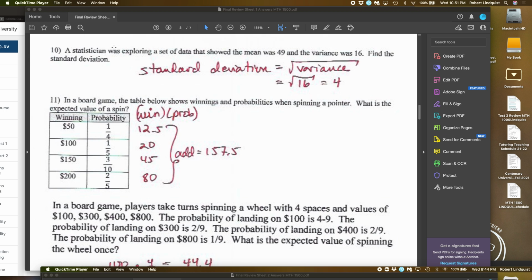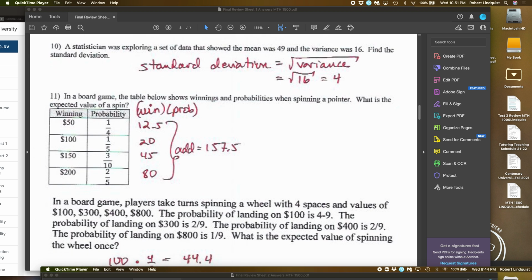We're starting off with, okay. A statistician was exploring a set of data that showed the mean was 49 and the variance was 16. Find standard deviation. Standard deviation is the square root of the variance. Always is. The square root of 16 is 4.